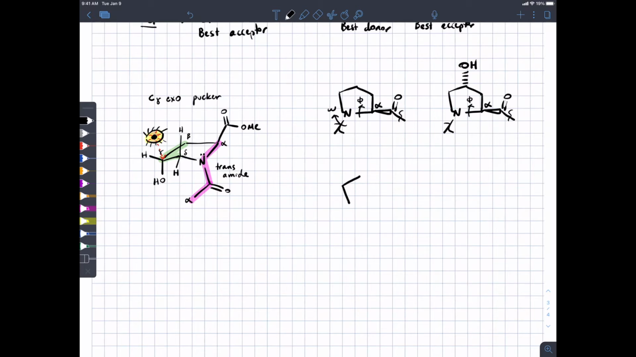So I'm going to redraw proline, and we'll put the nitrogen here, and we'll put the next carbonyl carbon there, and then here is that one. So this is the phi angle, this is the psi angle, this is omega. In a normal amino acid, let's have this be an R group, this be the carbonyl carbon, and this is the carbonyl carbon of the previous amino acid.